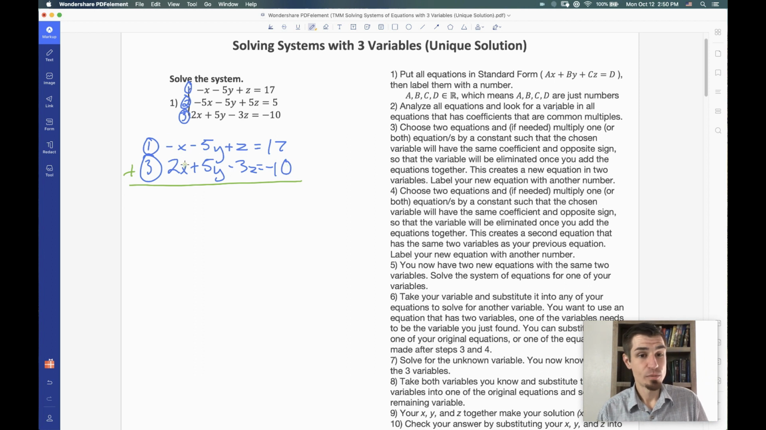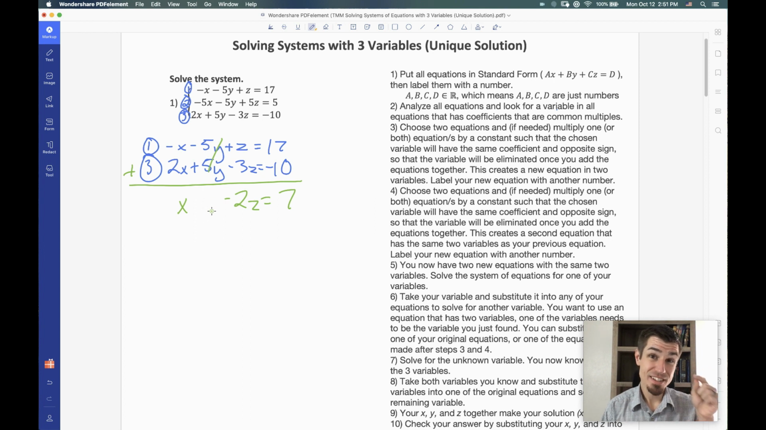So negative x plus 2x is a positive x. Negative 5y plus 5y, those eliminate. That's what we want. This gives us 0, so that's good. And then z minus 3z is negative 2z, and then 17 minus 10 is 7. So notice, we have a new equation here, and something amazing has happened. We used to have 3 variables. Hey, now we only have 2.